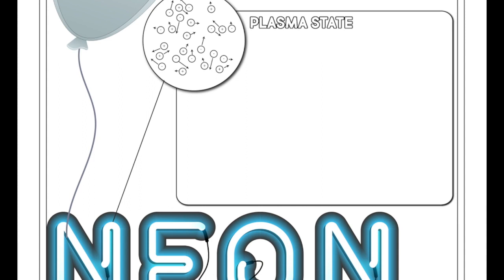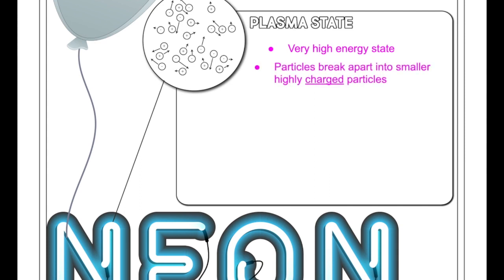For a plasma state, they have very high energy. And so what happens is because there's so much energy in this state, the particles actually break apart into smaller, highly charged particles. So basically the electrons get stripped. And so plasma has no definite shape or volume, so it's very similar to a gas. But one distinct characteristic is that it is electrically conductive.